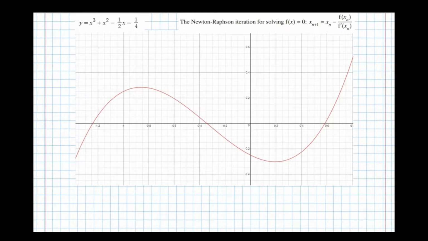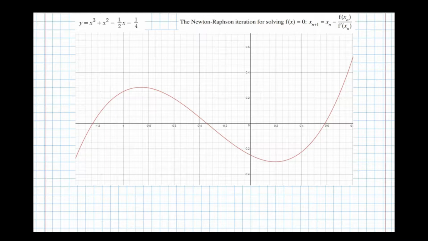In this video, we're going to have a look at finding the three different roots of a cubic using the Newton-Raphson method. So the cubic we're going to find the roots of is x cubed plus x squared minus a half x minus a quarter. So what you see there is the graph of y equals x cubed plus x squared minus a half x minus a quarter.